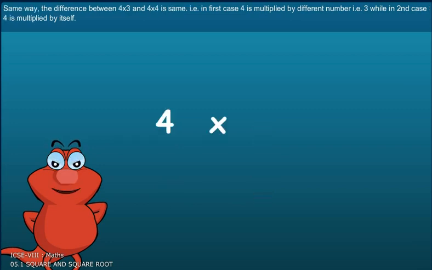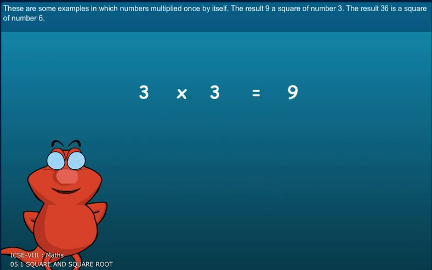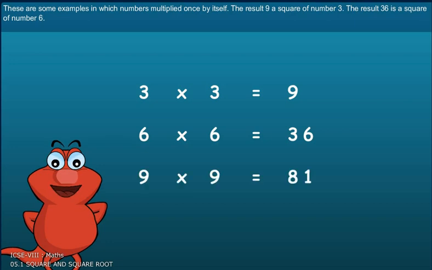Same way, the difference between 4 multiplied by 3 and 4 multiplied by 4 is same. That is, in first case, 4 is multiplied by a different number, that is 3. While in second case, 4 is multiplied by itself. These are some examples in which numbers multiply once by itself.